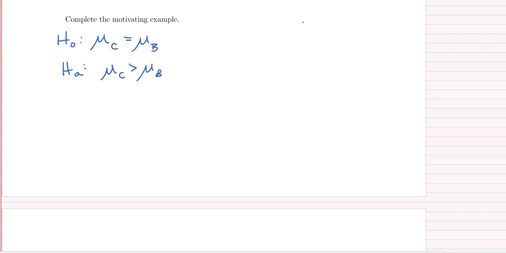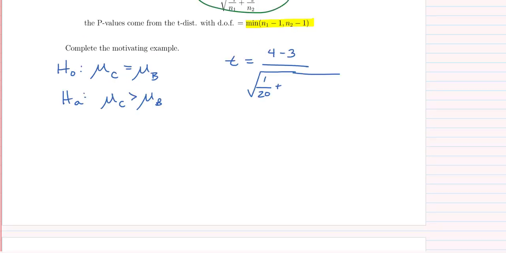All right, so now we want to calculate our t-statistic, and so that is x bar c minus x bar b, which is 4 minus 3, over the square root of s1 squared, which is 1, over n1 plus s2 squared over n2. If you plug this into a calculator, you get that this is equal to 2.4113.